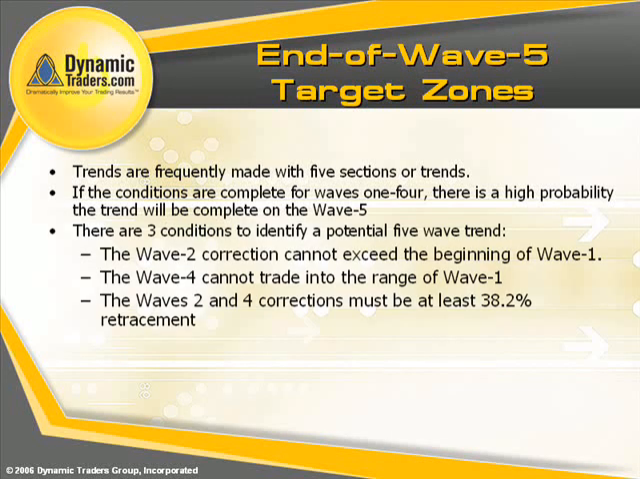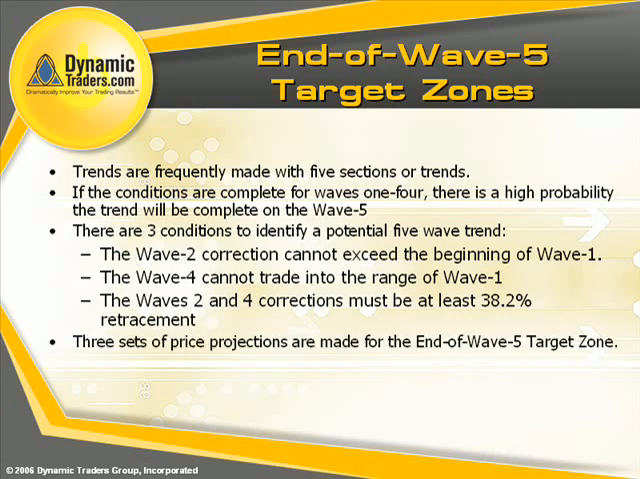Now to help you with this, there are 3 conditions to identify a potential 5-wave trend. Number 1, the wave 2 correction cannot exceed the beginning of wave 1. Second, the wave 4 cannot trade into the range of wave 1. And finally, waves 2 and 4 corrections must be at least the 38.2% retracement. Now remember, just as we talked about before, there are always 3 sets of price projections made for the end of wave 5 target zone. Let's take a look at some examples.